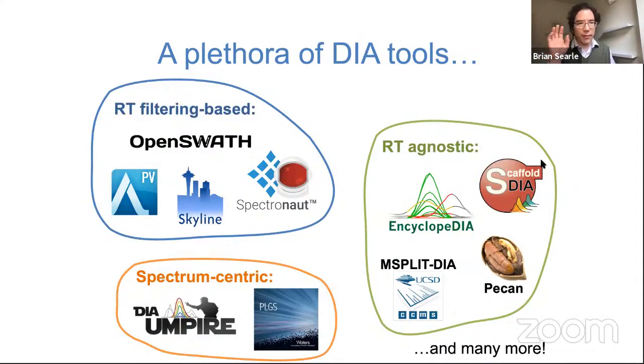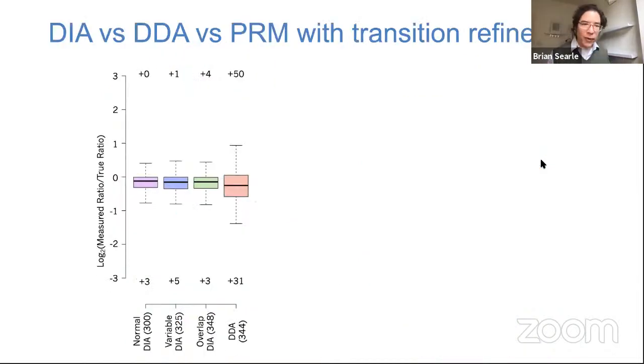The retention time filtering-based ones require really accurate retention times to be useful. The retention time agnostic ones are sort of more free, but at the same time become a little bit harder to judge FDR with. So there are lots of different great advantages and disadvantages of each of these different quadrants. Okay, so why would we want to do this?